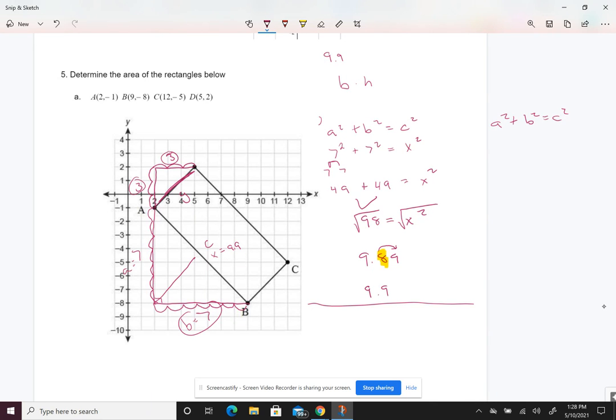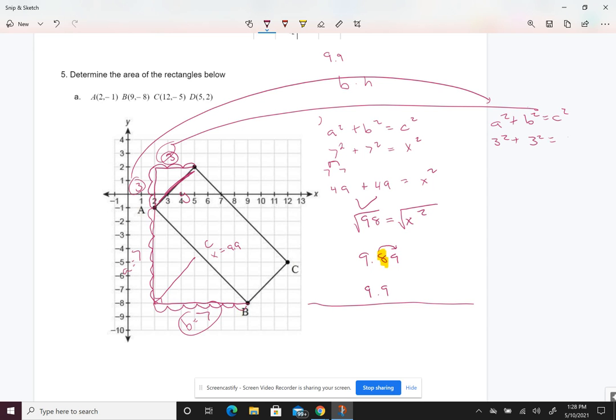Now we're going to use these to plug in. So that's a, that's b. So we're going to get 3 squared plus 3 squared equals y squared. You could call it c. It doesn't really matter what letter you use. So then what I'm going to do is, remember, 3 squared is not 3 times 2. It's 3 times 3. So that's 9. Obviously, that's the same. So that's 9. And then 9 plus 9 is 18. Then I'm going to take the square root of 18. I'm going to use my calculator. I'm going to get 4.24.